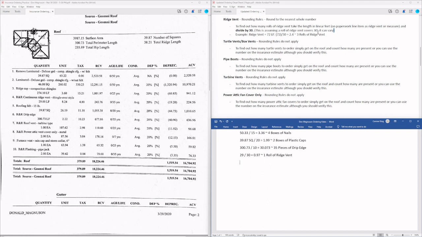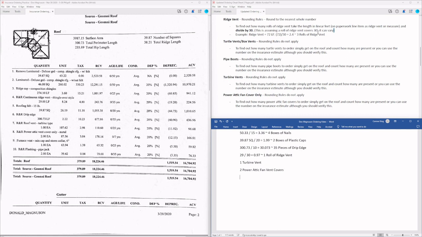Next, we have turtle vents or box vents. And actually in this situation, we do not have any turtle or box vents. But we do have turbine vents and a power attic vent cover. So we're going to order one turbine vent, assuming that we're replacing the turbine vent and it's damaged, and 2 power attic fan vent covers. Now, 2 things on this.